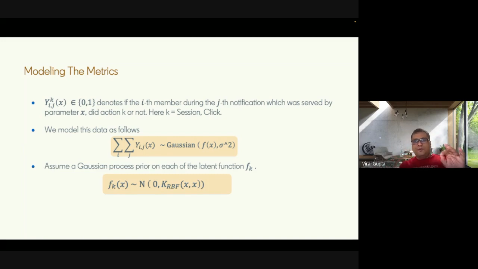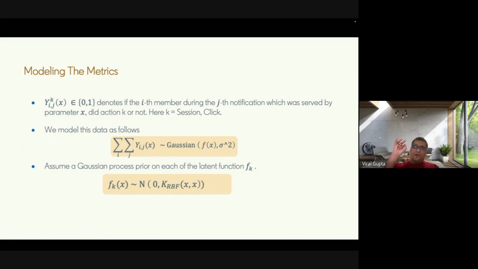And for a member i and a notification j, for a given metric, let's say k is clicks. What we are saying is, you will either click something or you will not click something. That's all it's saying. So Y_ij is an indicator function. And all I'm saying is, across all the members i and across all the notifications j that were served for a given choice of x.